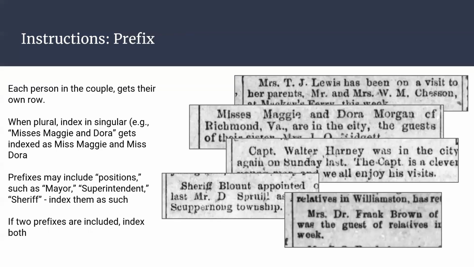The prefix field. This is where we are able to enter any prefixes that are provided next to each person's name. So we have some clippings, and let's talk through how you would index them. The first example is one where we have a couple mentions together. So you see in the top clipping, it says Mr. and Mrs. W.M. Chesson. We're asking you to index these two individuals on their own line.